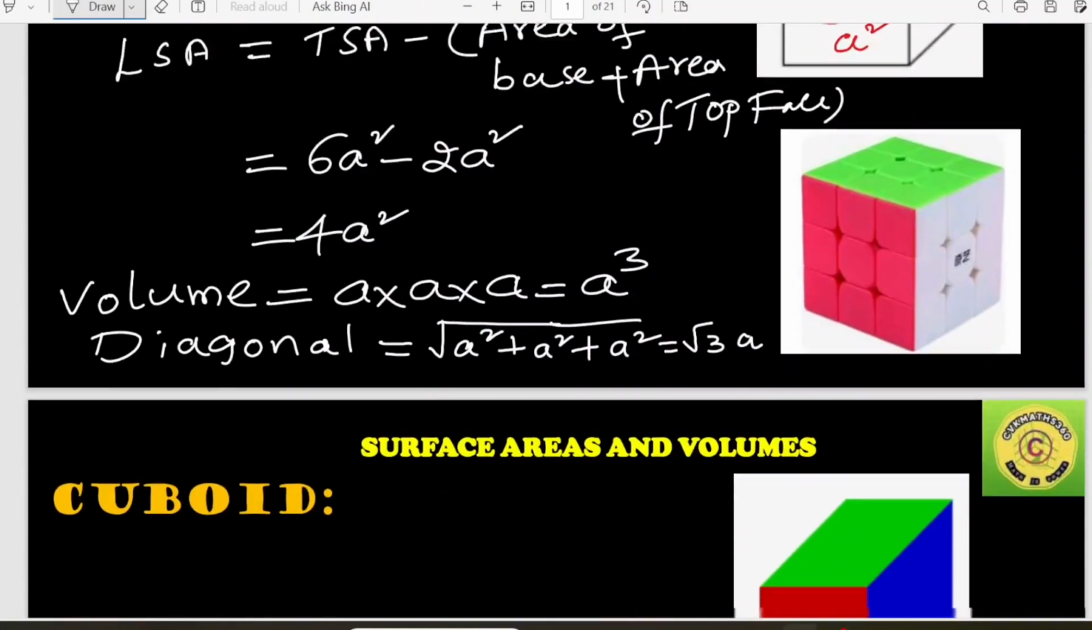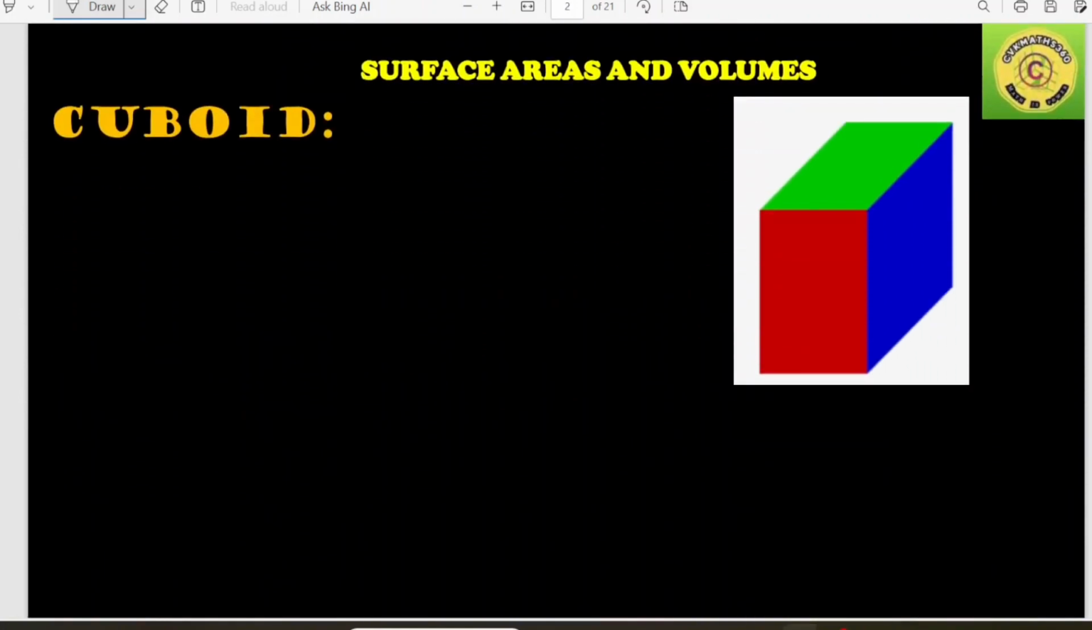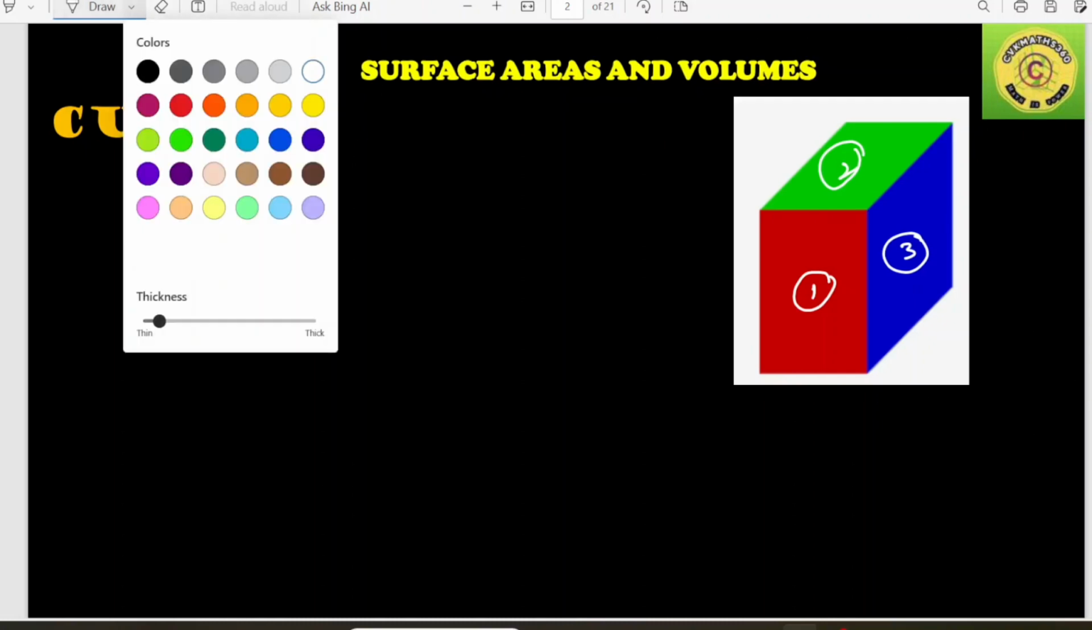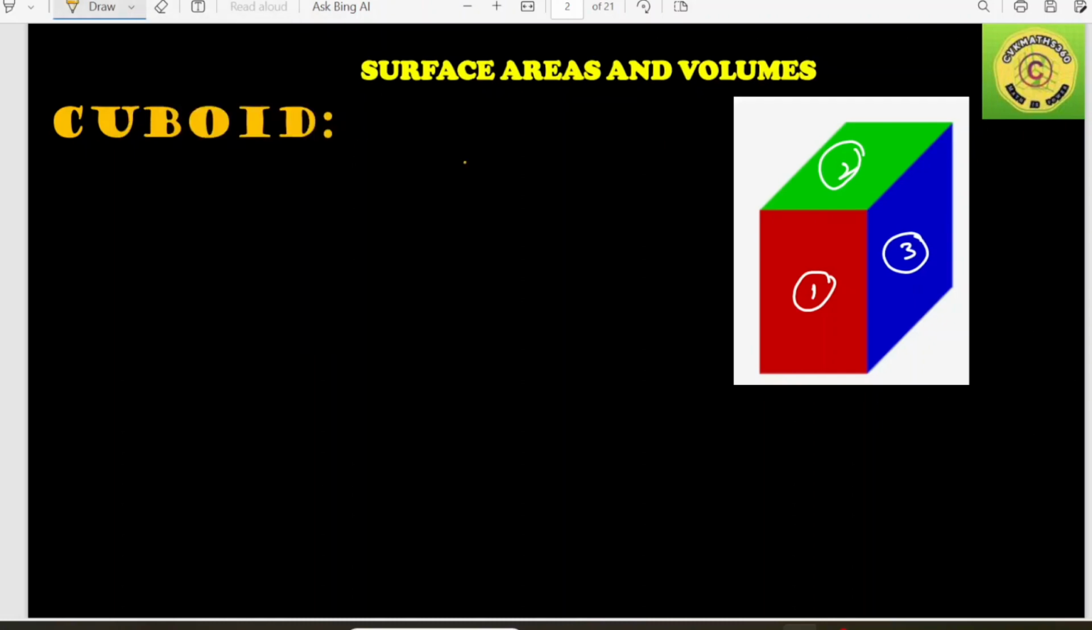Okay. The next one, we'll go with the cuboid. In a cuboid, the front face area and its back face area will be the same. And top and bottom will be the same. And the right side face and its opposite left side are also the same. Now here, if I consider this as length L, breadth B, height H, the total surface area.